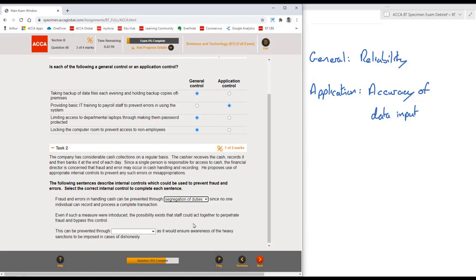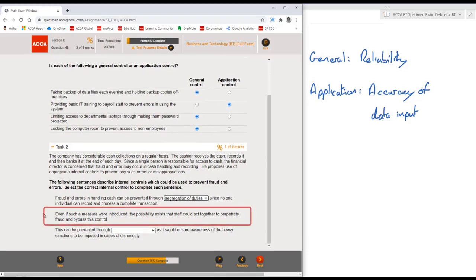Fraud and errors in handling cash can be prevented through segregation of duties since no one individual can record and process a complete transaction. We then got a linking sentence. Even if such a measure were introduced, the possibility exists that staff could act together to perpetrate fraud and bypass this control. Well, that just gives me even more confidence that segregation of duties is correct, as it leads on so nicely.